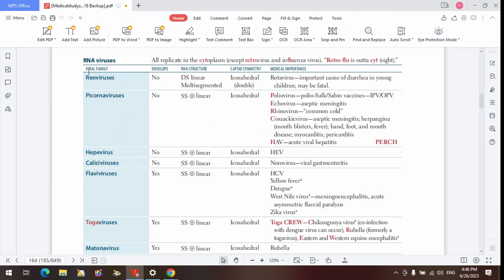So these ones are which viruses? Non-enveloped RNA viruses. So all the other RNA viruses are enveloped. The I is missing.